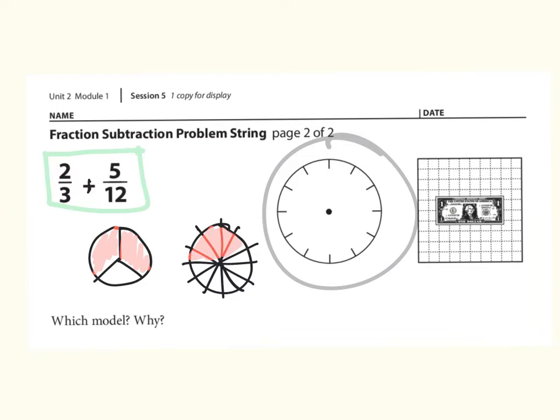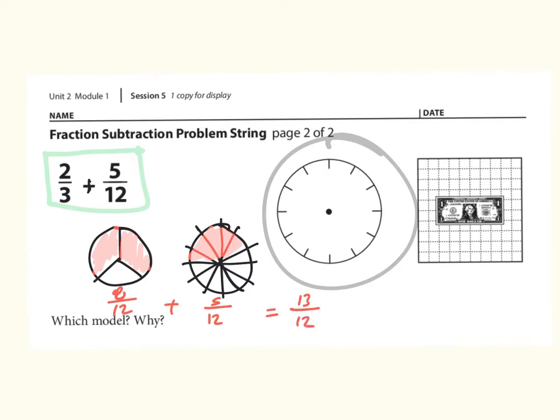5/12, and I start to recognize that 2/3, as we've been discussing in class, is going to be 8/12, and 5/12 just is 5/12. And so if I have 8 of something and I add 5 more of something, that's going to be 13 twelfths.